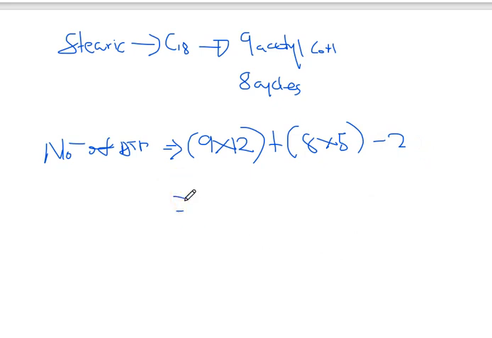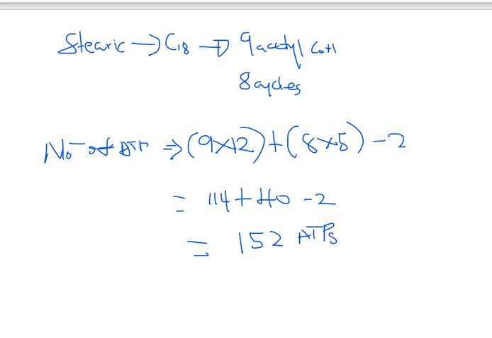Therefore, I have 9 times 12, which is 108. Then plus 8 times 5, which is 40. Then minus 2. So I'm going to have 108 plus 40, then minus 2, which is going to give me an equivalent of 146 ATPs. So we have a simple way of calculating the number of ATPs.